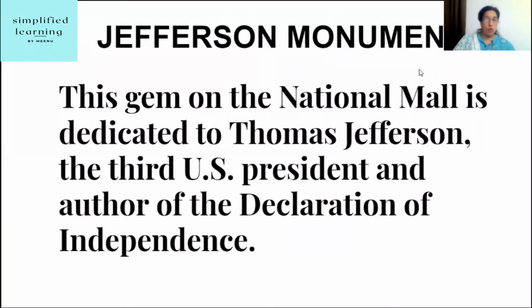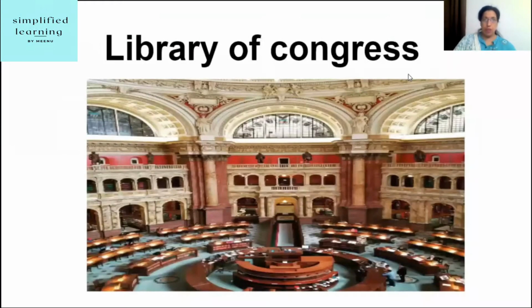So this gem on the National Mall is dedicated to Thomas Jefferson, the third US President and the author of the Declaration of Independence. Next is the Library of Congress. The Library of Congress is the largest library in the world. Its collection was growing at a rate of about 2 million items per year.